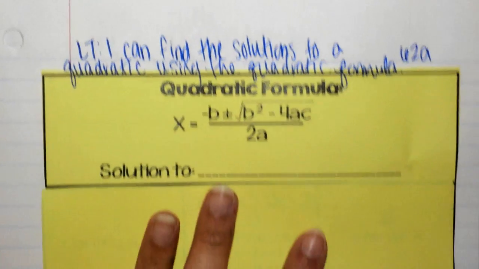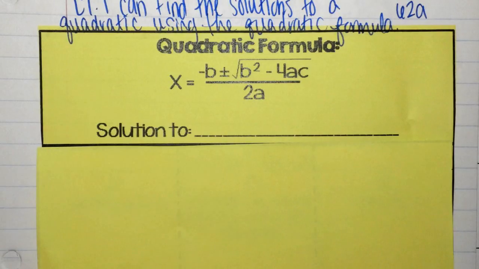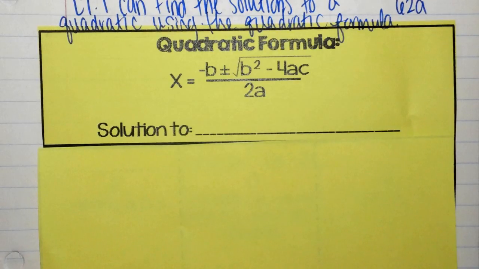Alright, so we're going to chant back to me. Is everybody ready? You repeat after me. X equals the opposite of B plus or minus the square root of B squared minus 4AC, all divided by 2A. Again. X equals the opposite of B plus or minus the square root of B squared minus 4AC, all divided by 2A.